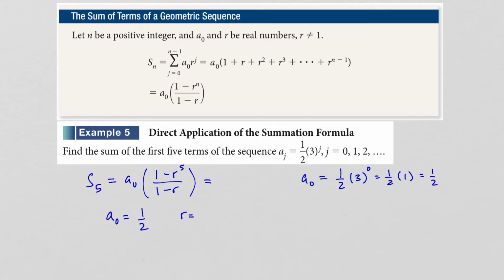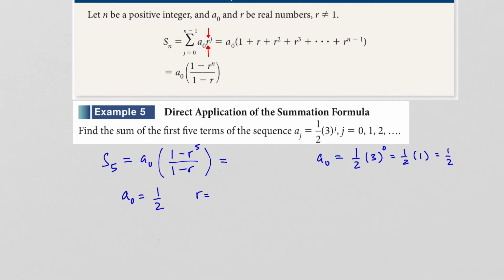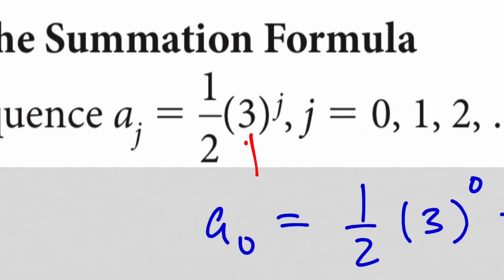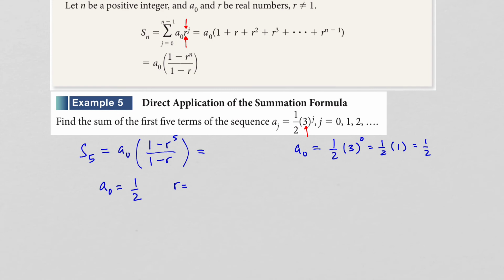And then to get r, you can basically see r here. So remember in your geometric series, or geometric sequence rather, formula, r is the number that you're raising to the j power right there, okay? And you can see that that number is 3. So you can kind of see that r is 3 there.